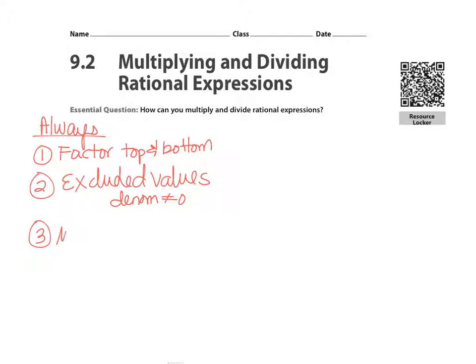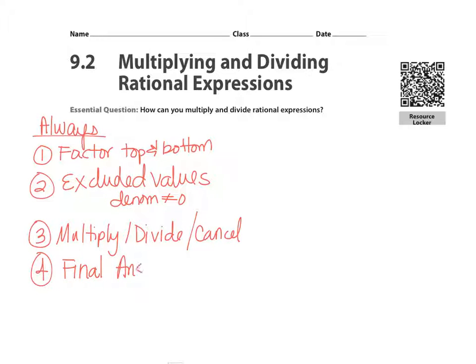And then the third thing we're going to do is cancel, multiply, divide. So I'm going to write that out kind of all as one thing. We're going to multiply, divide, and then cancel is also something we're going to do in that step. And at the end, we would just want to write our final answer. And you're going to see all of this in action. This is just something you should probably have as a cheat for yourself so you don't get stuck when you're working these problems.